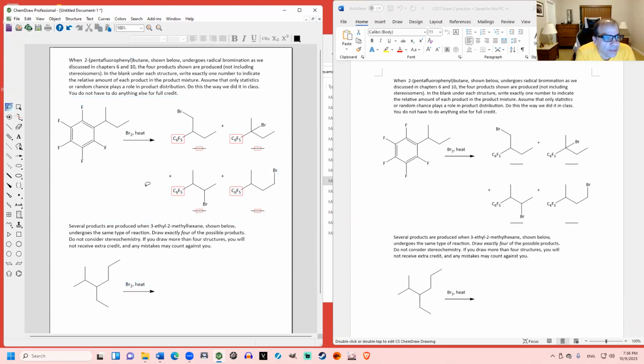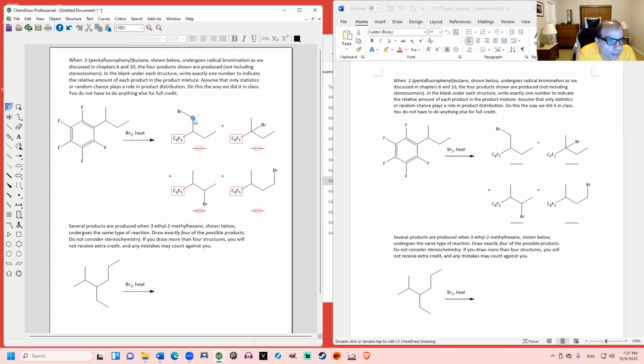Okay. The next one says to find the ratio of the products if only statistics or random chance plays a role in product distribution. So this doesn't require you to know anything about the relative reactivities of primary, secondary, and tertiary hydrogens. So we did a few examples of this in class. All we need to do is count hydrogens.